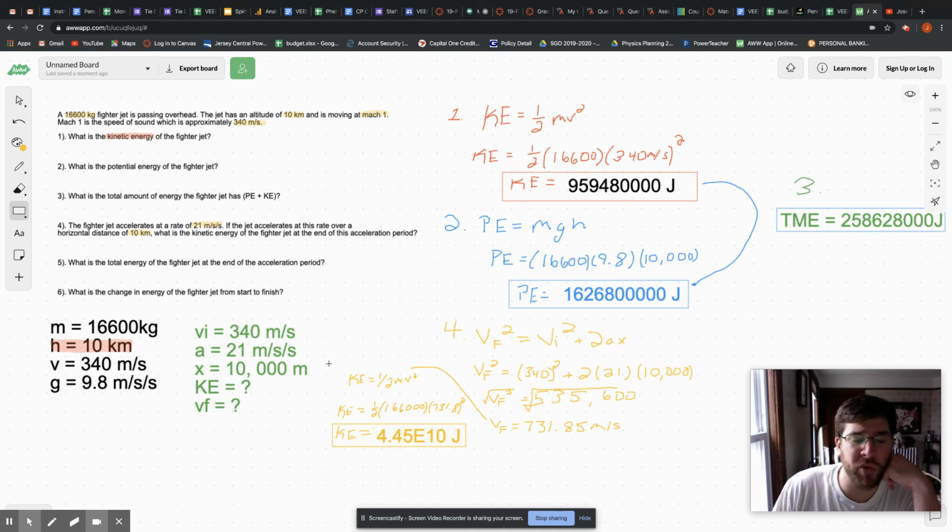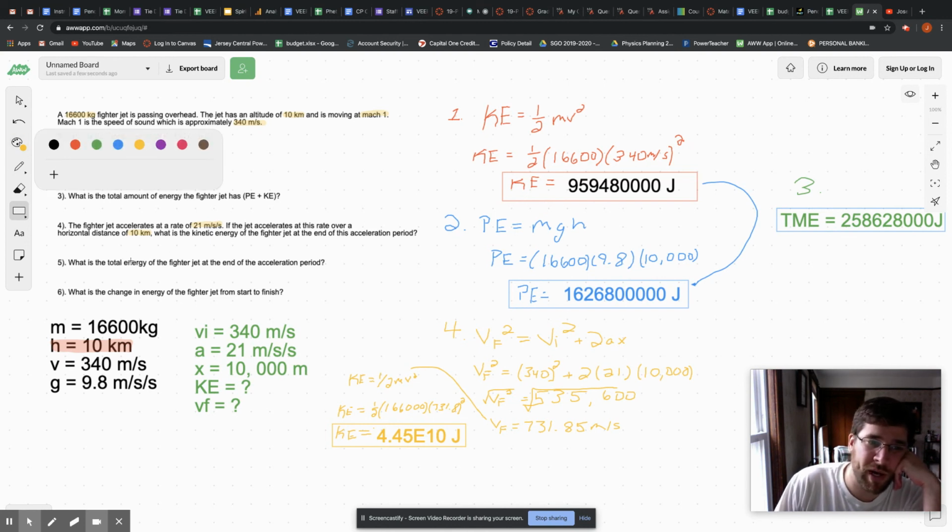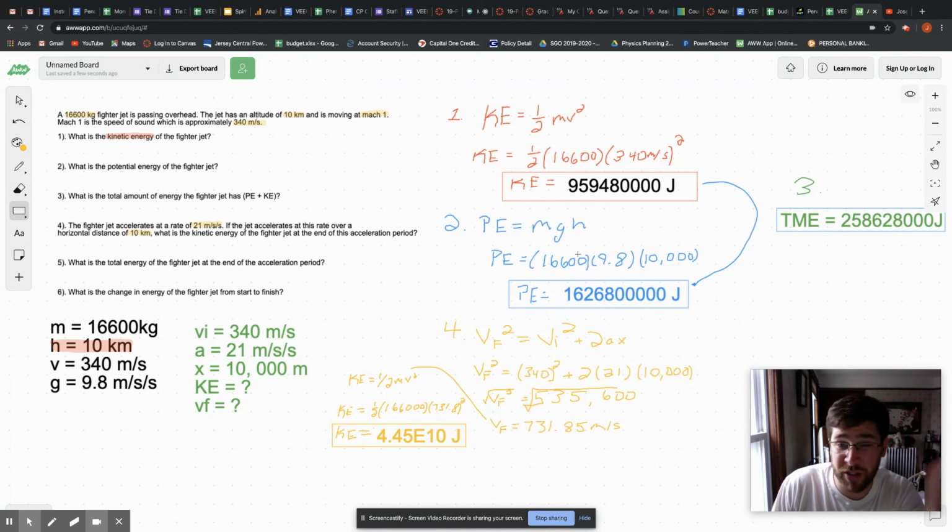The next 2 are actually pretty easy. The next one wants to know, what is the total energy of the fighter jet? Well, we talked about how we can find the total energy already. We can find the total energy by just combining the potential energy and the kinetic energy. Did the potential energy of the fighter jet change? No, it stayed the same because it's staying at the same altitude. So I'm going to take my potential energy from the previous problem and add it to the kinetic energy that I have here, and that'll give me my new total mechanical energy.